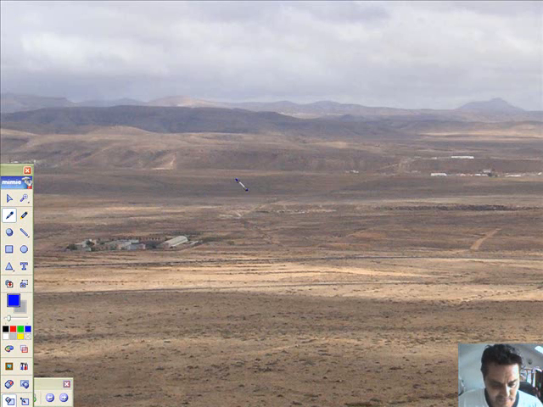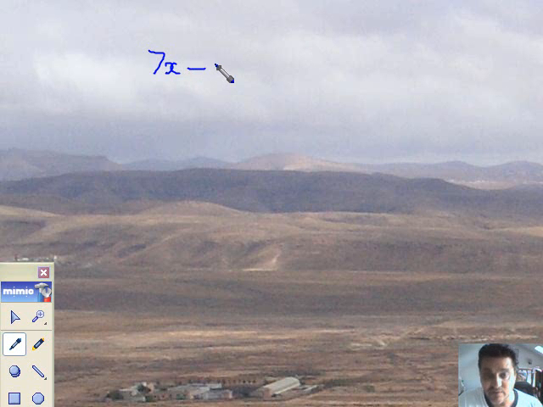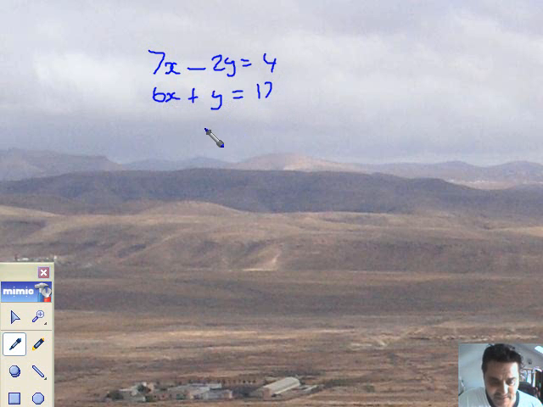Now how about some blue? Goody, it works. I presume these are going to be more challenging because it's question 2, not question 1. So this is 2C on page 293. 7x minus 2y comes to 4. 6x plus y comes to 17. And I'm told I've got to do it by substitution again.